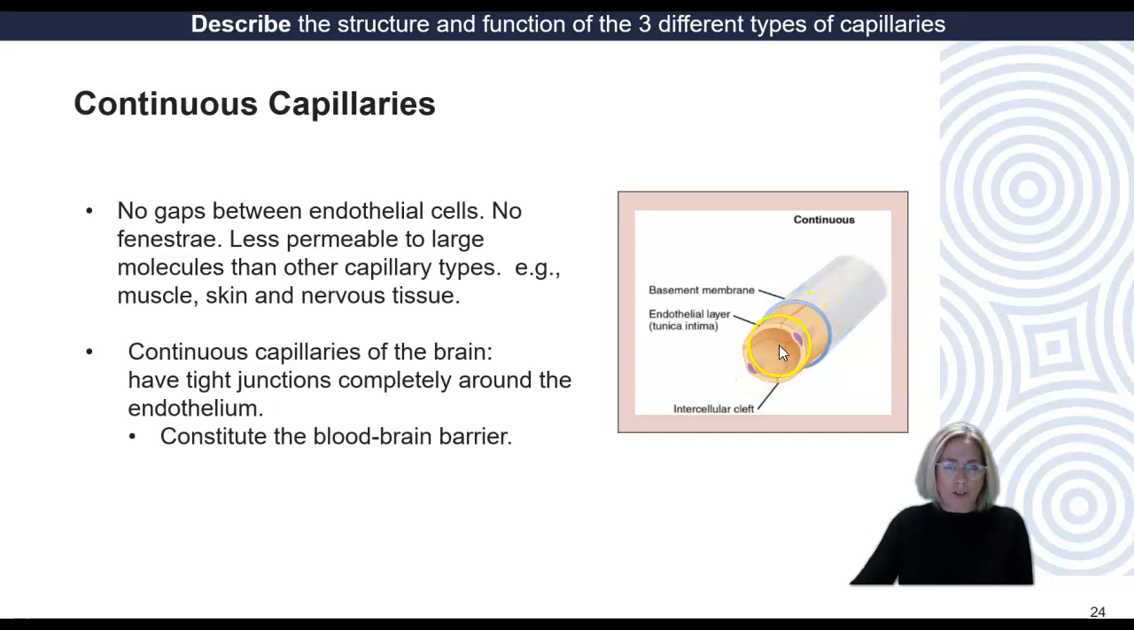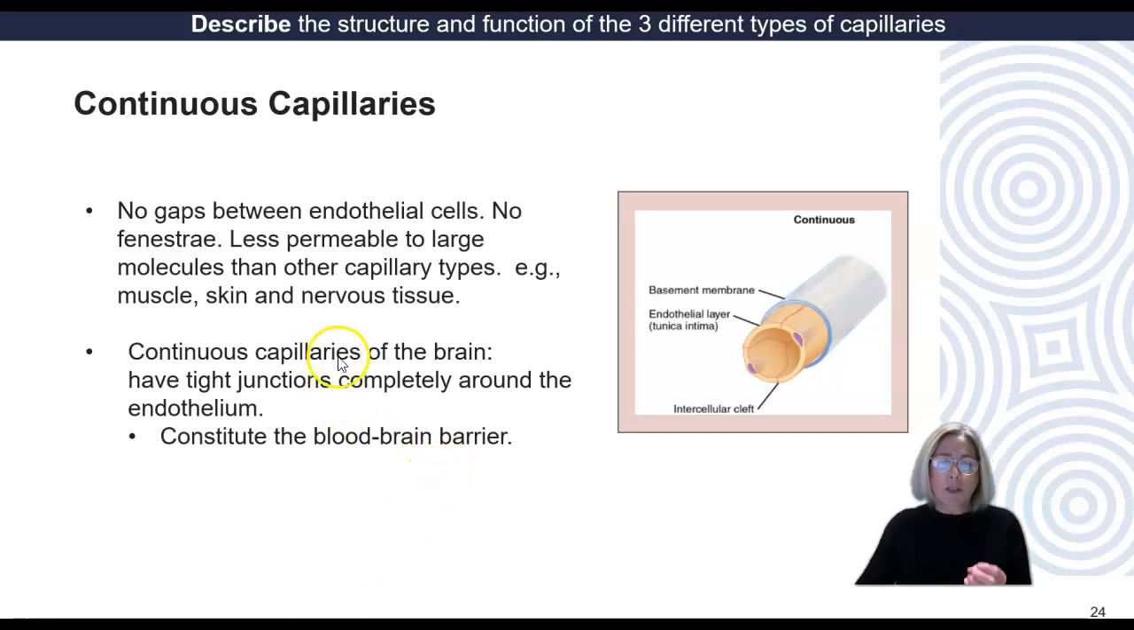So there's no fenestra, right? They're less permeable to large molecules compared to other capillary types. And where do we find these ones? Well, in places like muscle and the skin and nervous tissue.